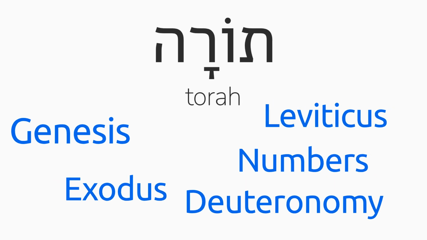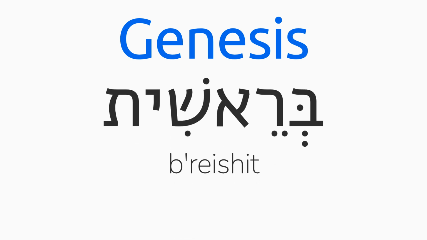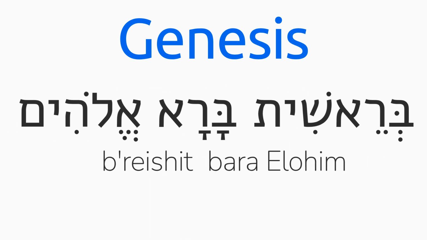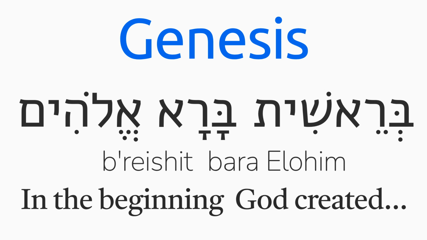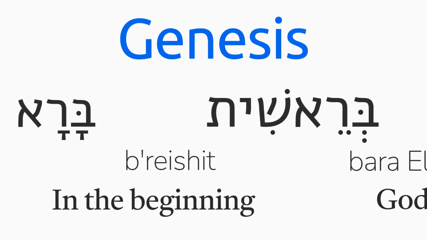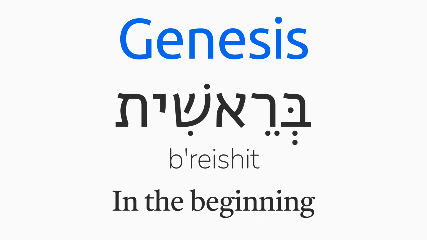but in the case of the first book, which we know as Genesis, it is the first word of the book, Bereshit, from the phrase Bereshit bara Elohim. In the beginning, God created. Bereshit is usually translated as in the beginning. Since Bereshit is the first distinct word of this book, the book is called Bereshit in Hebrew.